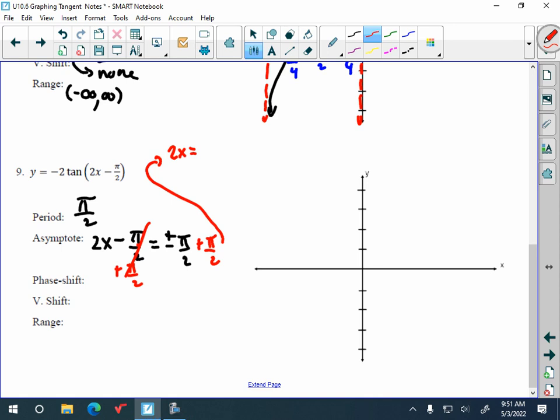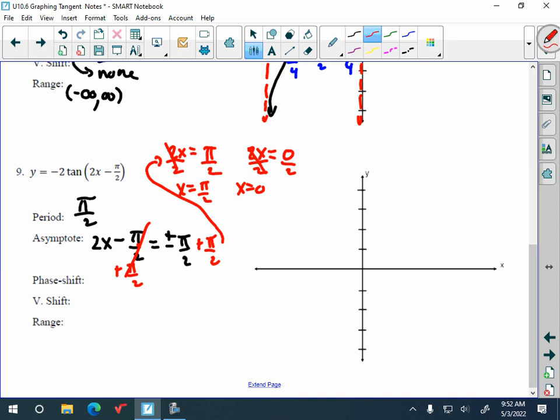I'll do the positive one first. What's 1 pi over 2 plus 1 pi over 2? 2 pi over 2, which simplifies to pi. So that's pi, and we'll solve it. We're going to be dividing by 2 to get x by itself. Then we have another one, 2x equals. Now we'll do the minus one, the subtraction. The negative 1 pi over 2 plus pi over 2 is what? 0. Then we'll solve each of those. We're just dividing by 2 now. So we get x equals positive pi over 2. That's one of the asymptotes. And then the other one is x equals 0. That's the other asymptote.